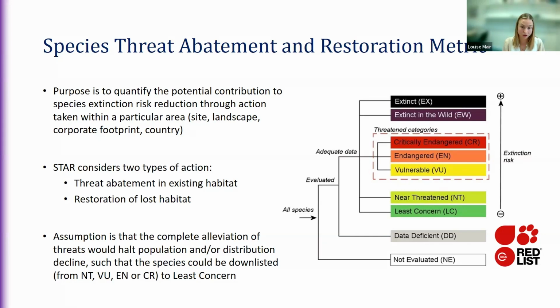So what we're focusing on with STAR are those 3 threatened categories and near threatened species as well. And we're assuming that if we could just alleviate all threats to those species, they would eventually become least concern and they'd be doing okay.